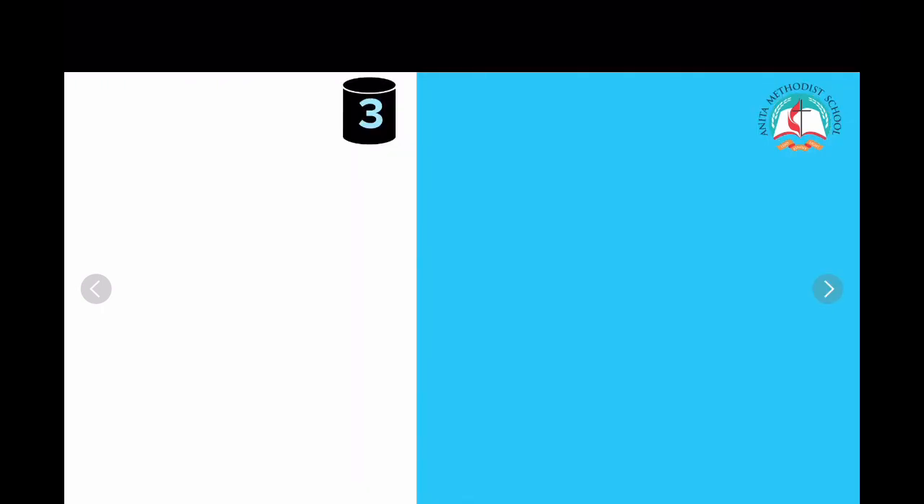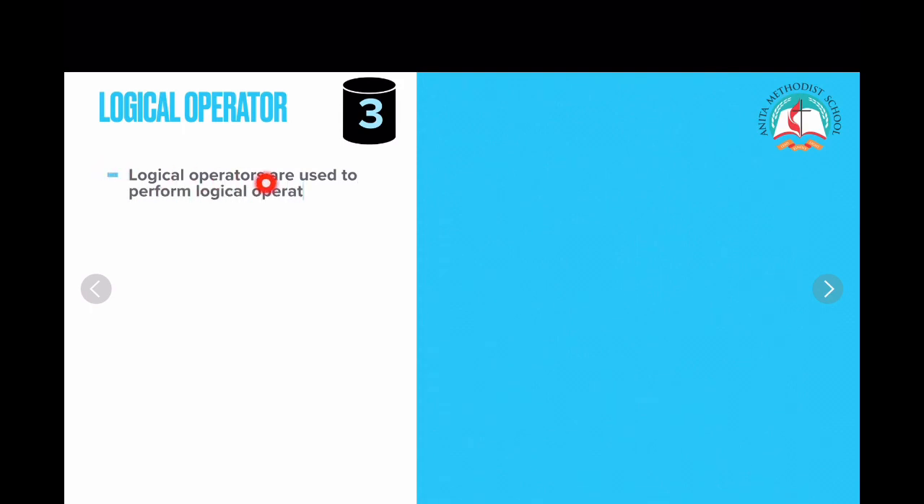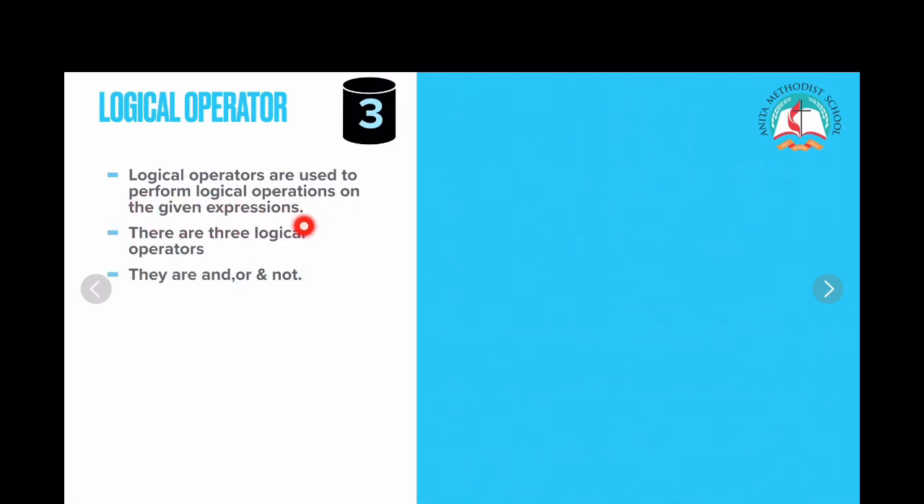The third operator is the logical operator. What is logical? Just recall what we learnt last year. Logical operators are used to perform logical operations on given expressions. There are three logical operators. Have you recalled what they are? And, or, and then not. We learnt it in Boolean algebra in last year's class. So they are and, or, and then not.